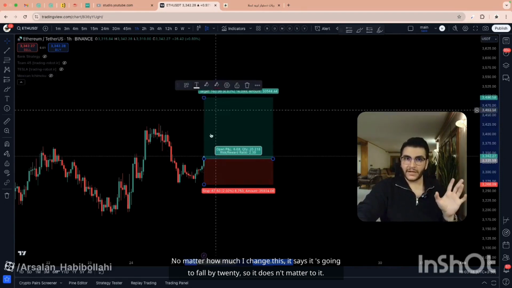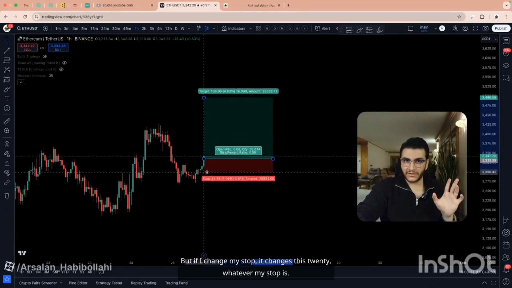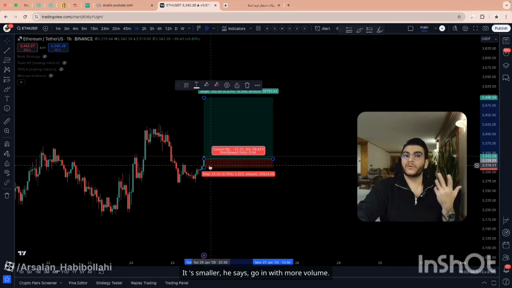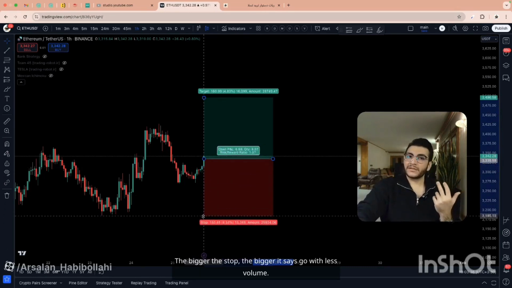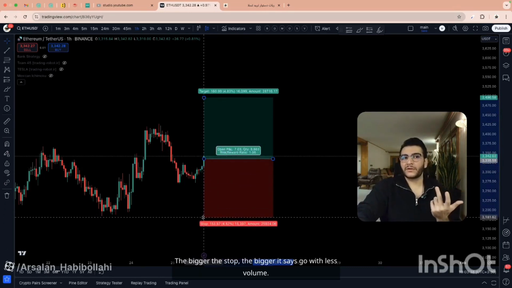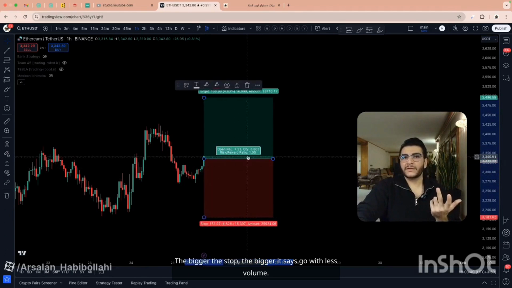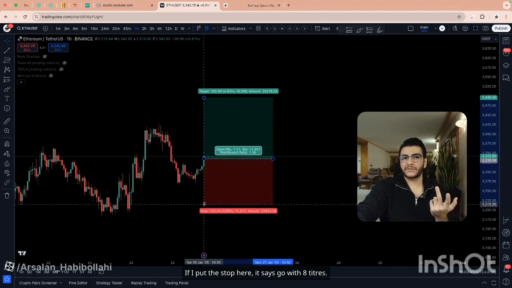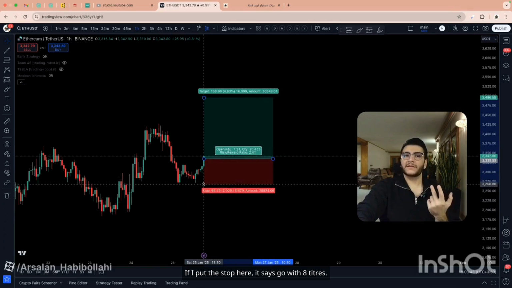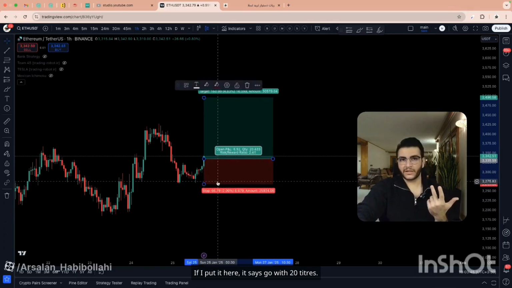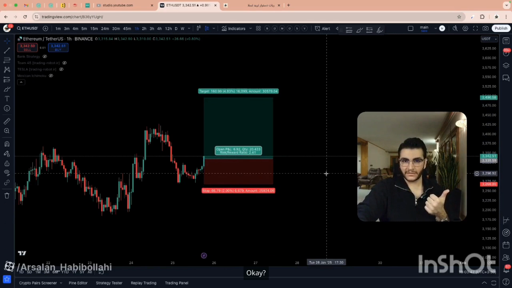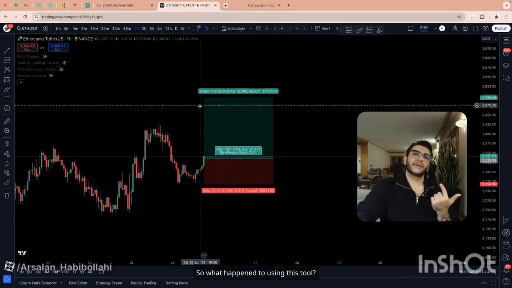But if I change my stop, this 20 changes, whatever my stop is. If it's smaller, it says go in with more volume. The bigger the stop, the less volume it says to go with. If I put the stop here, it says go with 8 Ethereum. If I put it here, it says go with 20 Ethereum. Okay? Do you understand? So what happened to using this tool?